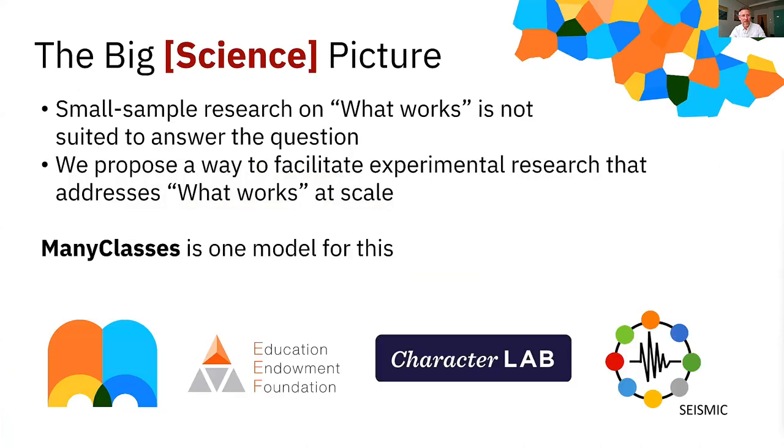Okay, zooming out, the big picture as it relates to science is I want to make the claim that small sample research on what works just is not suited to answer the question. You can't find out what works writ large by conducting a single small sample study, because it might be the case that you didn't observe where something works. So many classes is one way to facilitate experimental research that addresses this question of what works, what are the causal influences on student learning performance at scale.